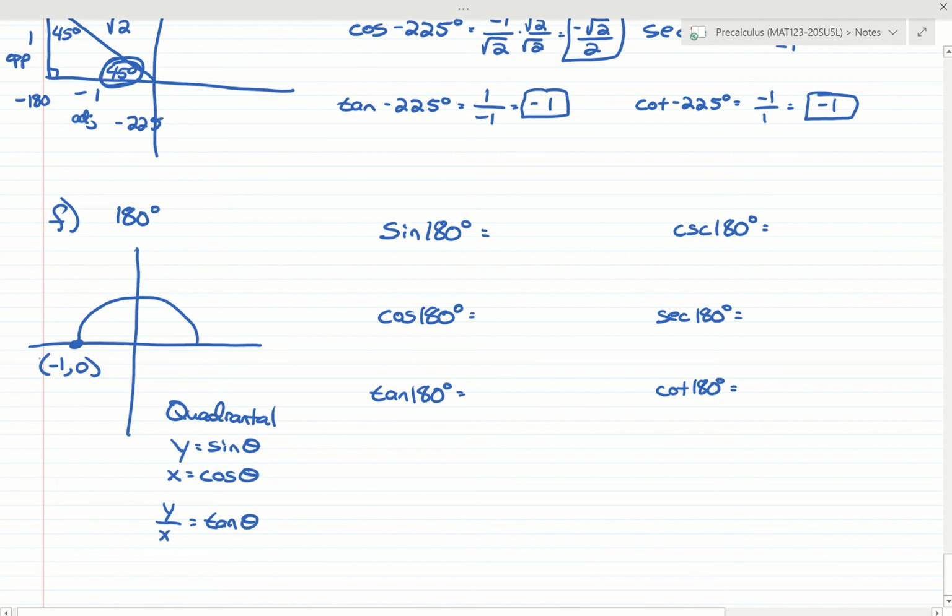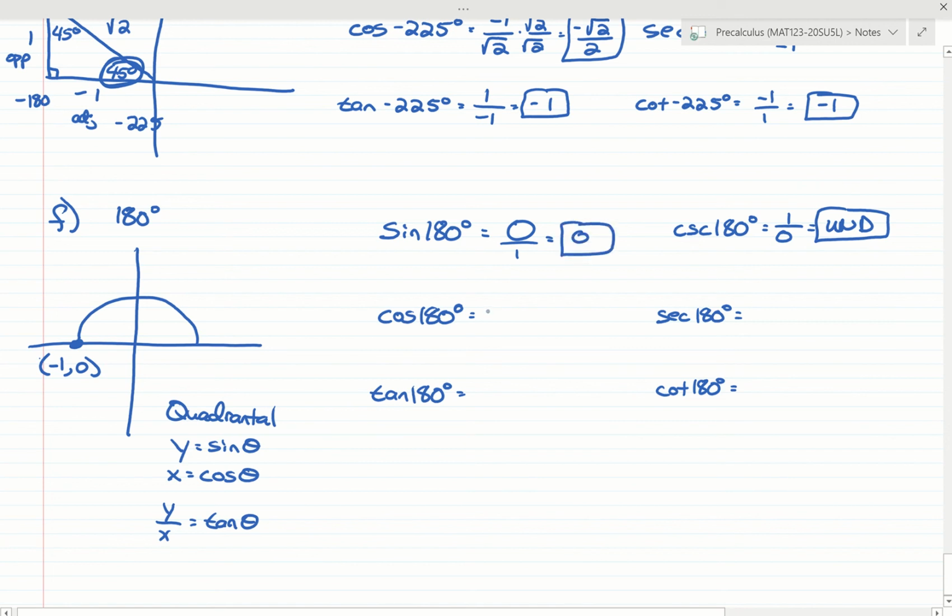So sine is the y value. The reciprocal of 0, well, we could even put 0 over 1 if you want. The reciprocal would be 1 over 0, which is undefined. Make sure you say undefined. 1 over 0 is nothing else. The answer is undefined if you're dividing by 0.